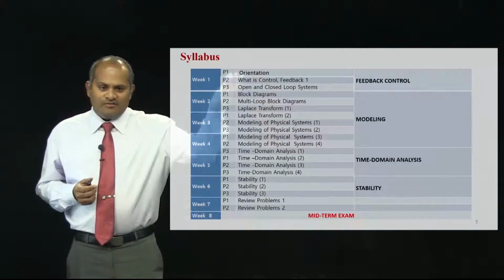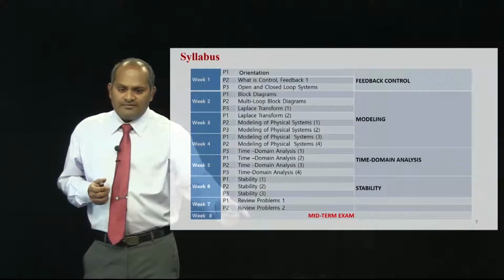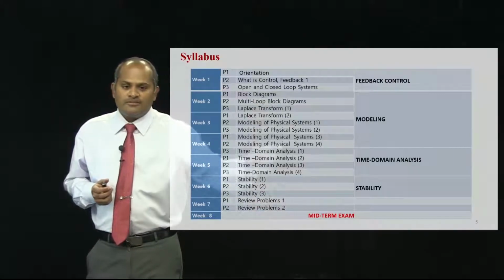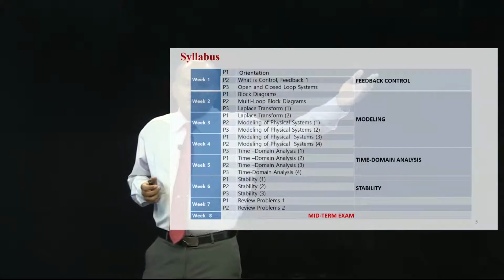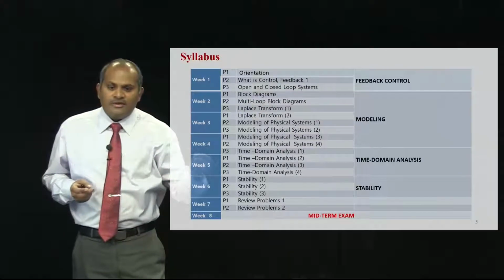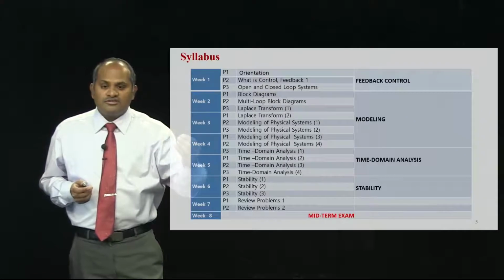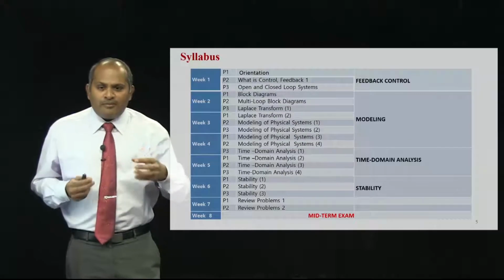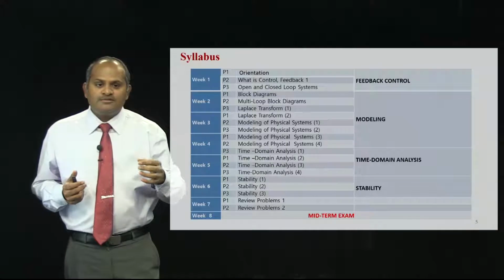Now, this is what we are going to do until the midterm. From week 1 to week 7 part 2 is the syllabus for your midterm examination. Coming here, I have divided in the other column what we call the first week, the basics about control. We learn the basic information: what is feedback control, and what are open loop and closed loop systems in week 1.